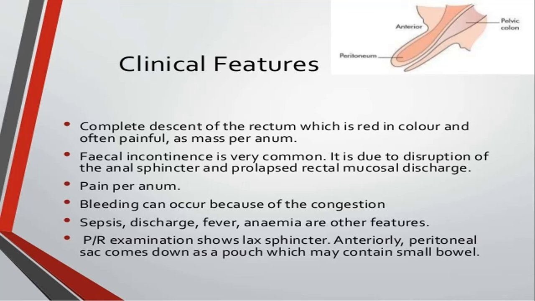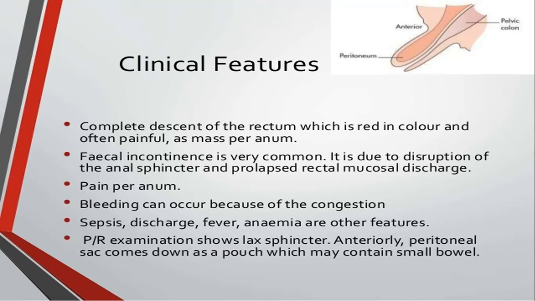It can cause sepsis, it can cause discharge, it can cause fever. It shows the lax sphincter and clearly the peritoneal sac comes down as a pouch which may contain small bowel. So these are the clinical features of the complete prolapse. One, the size is more than 4 centimeters, like 5-6 centimeters. Incontinence is common. Painless bleeding can occur, pain per anum can occur, and sepsis, discharge, the patient has anemia also.